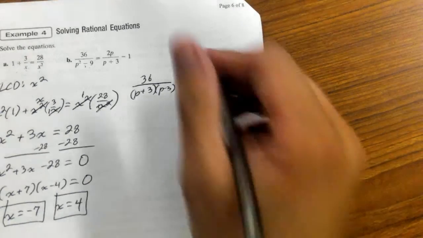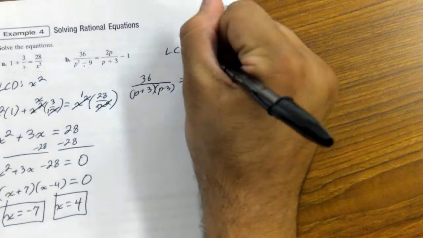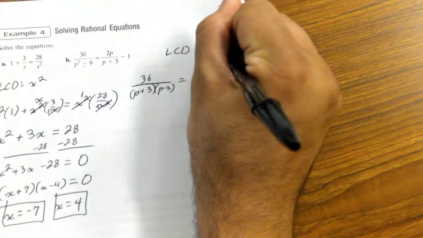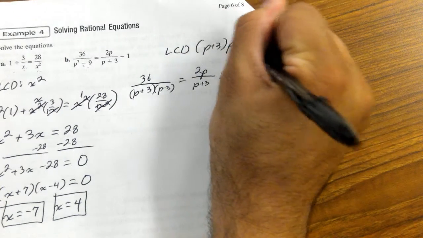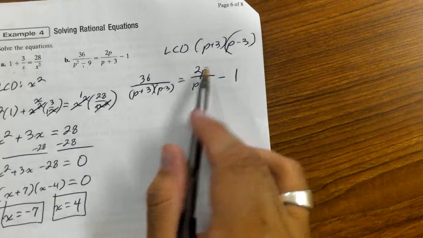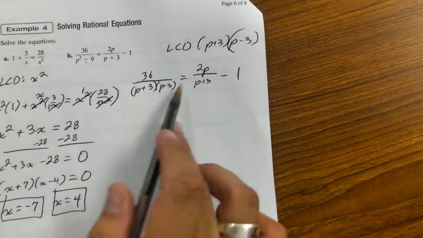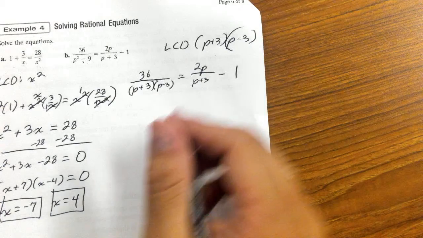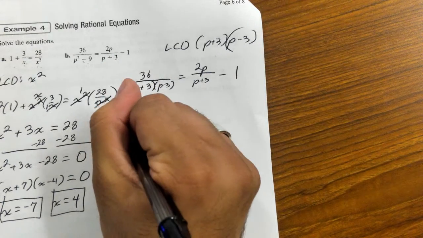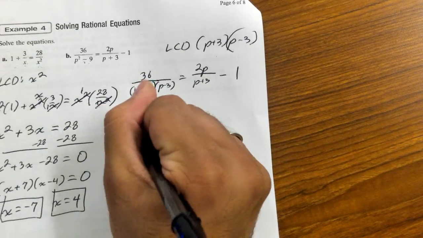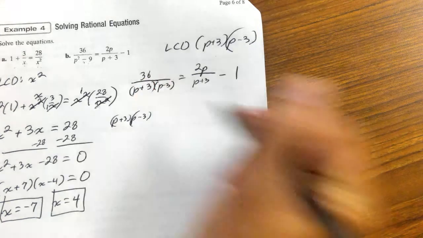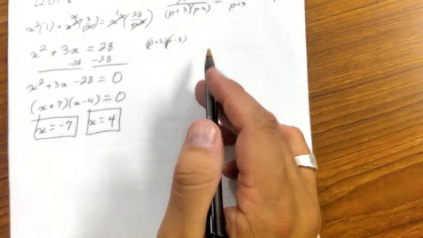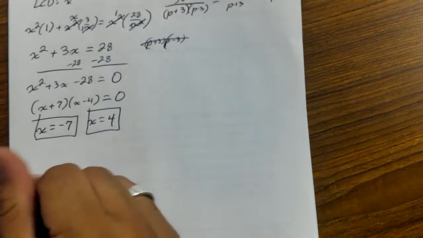We need our LCD. So our LCD is going to be p plus 3 times p minus 3. And that needs to be multiplied to every term here to eliminate fractions. So let's start over on this side. So p plus 3 times p minus 3. I'm going to write this at the bottom over here, so I have more space.